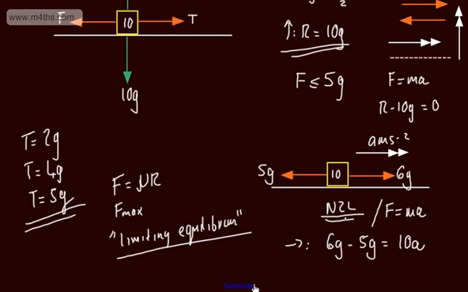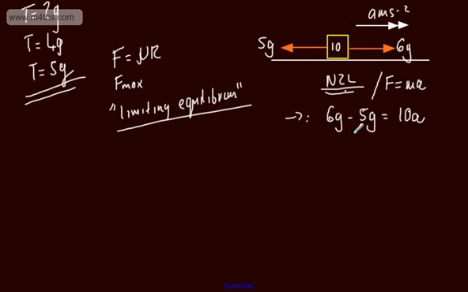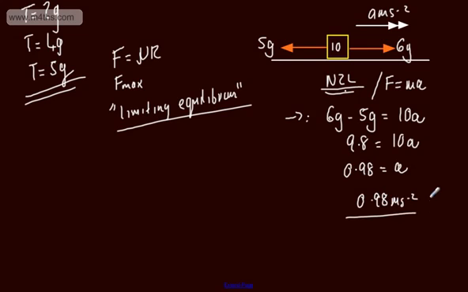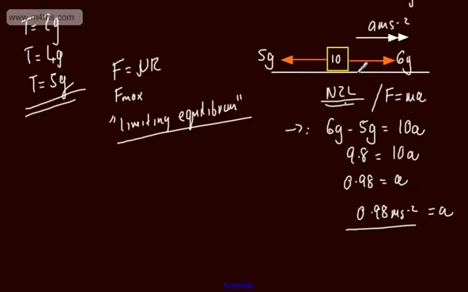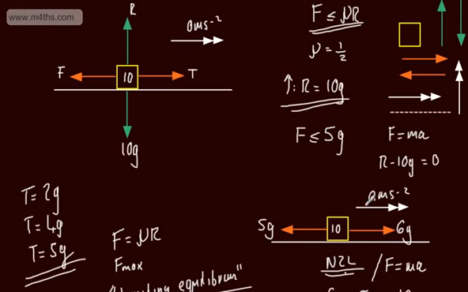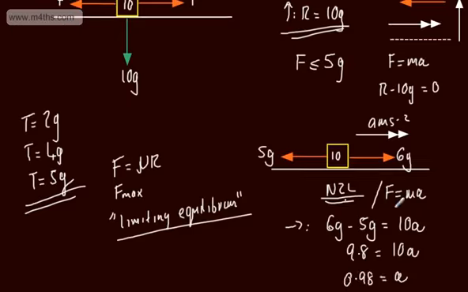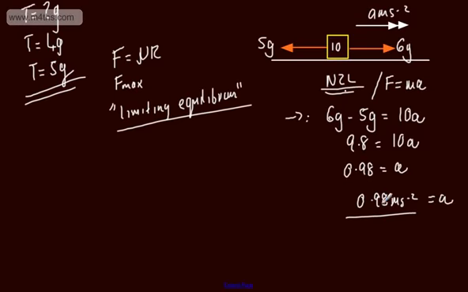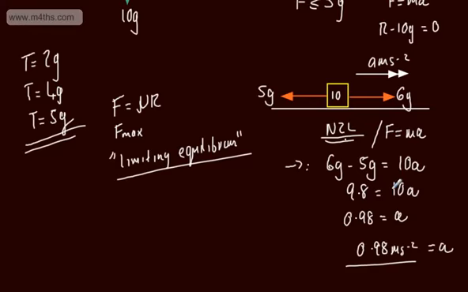So from here we can see the following. That gives me g, and g is 9.8. So 9.8 is equal to 10a. Divide now by 10, so 0.98, and that's going to be the acceleration. So 0.98 meters per second squared. And that means that this box, or whatever I'm pulling, the particle, is now going to move in this direction with an acceleration of 0.98 meters per second squared.